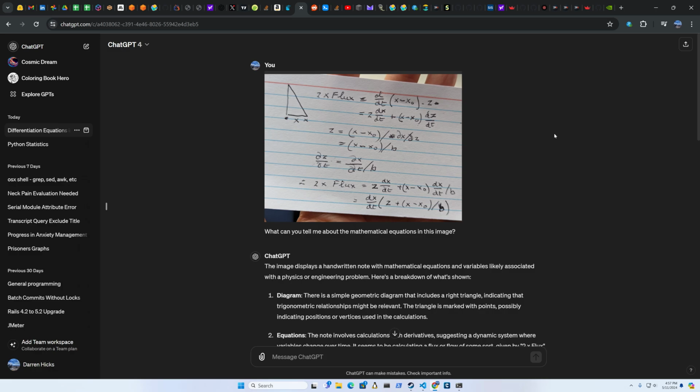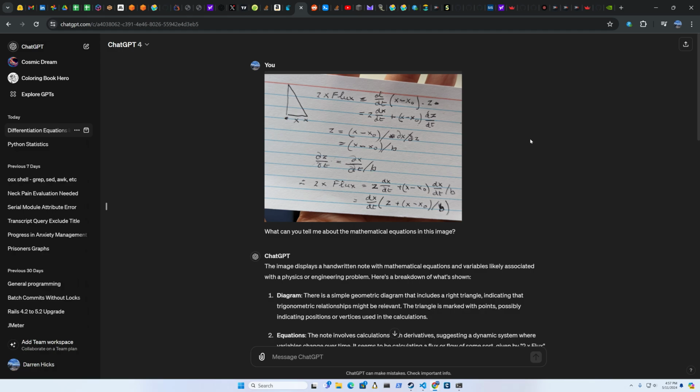Analysis of logical consistency. Equation for z. The equation defines z as a function of x and x0 scaled by some parameter b. This suggests that z is a transformed coordinate or parameter dependent on x and x0.